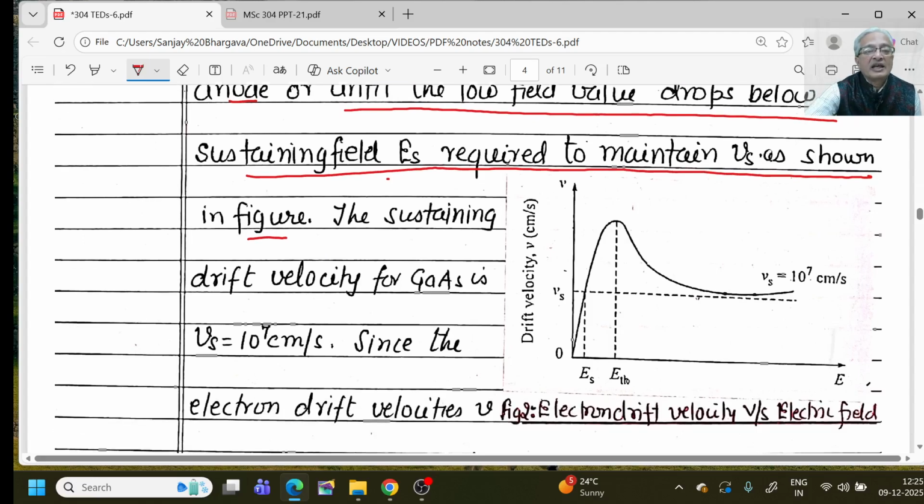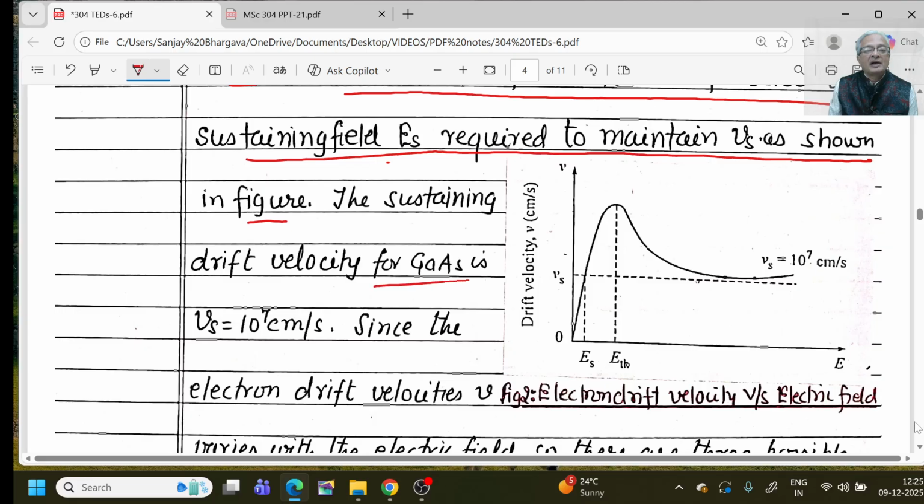The sustaining drift velocity for gallium arsenide is Vs equals 10 raised to the power 7 centimeter per second. So this represents the sustaining field, this represents the threshold field. So whenever we apply a field greater than the threshold field, what happens? Domain formation will occur. And when will the domain drop out? When the electric field is below this critical value of Es.